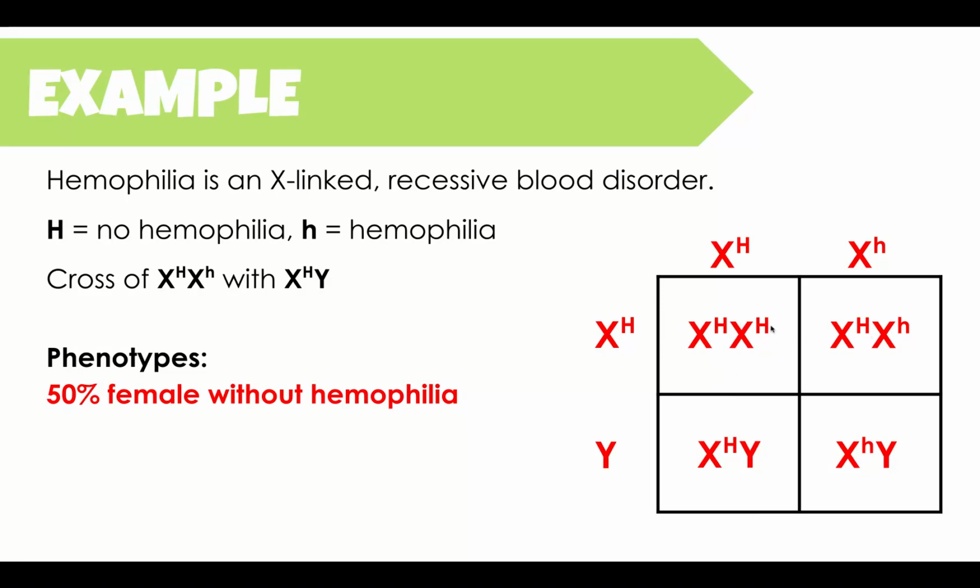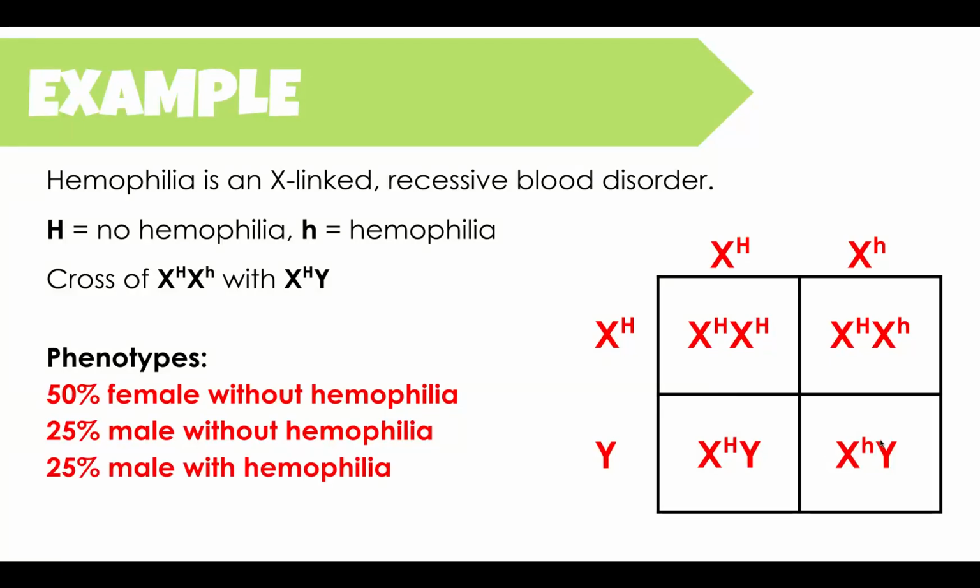One of these would be a fully dominant genotype, and one of these represents a heterozygous or carrier genotype. There's a 25% chance that the offspring would be male without having hemophilia, because one X would make this individual without hemophilia. And then lastly, there is a 25% chance that the offspring from these two individuals would be male with hemophilia. And this male got that hemophilia allele from the mother who was a carrier.